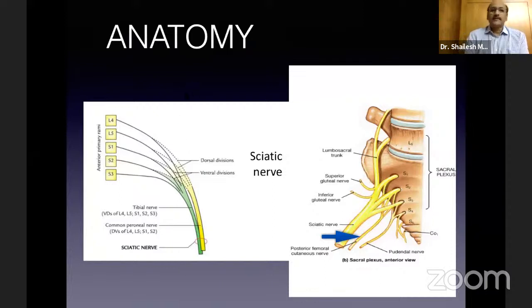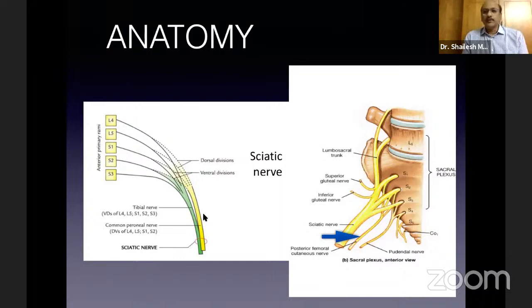Now the sciatic nerve originates from the anterior primary rami of L4, L5, S1, S2, and S3. There are two branches, the tibial nerve and the common peroneal nerve. Both are covered by different perineuriums, and they are covered in one connective tissue sheath called the paraneurium. So some give a dual block. The tibial nerve is the most important nerve to be blocked. If you block only the common peroneal nerve, then a lot of areas are spared.